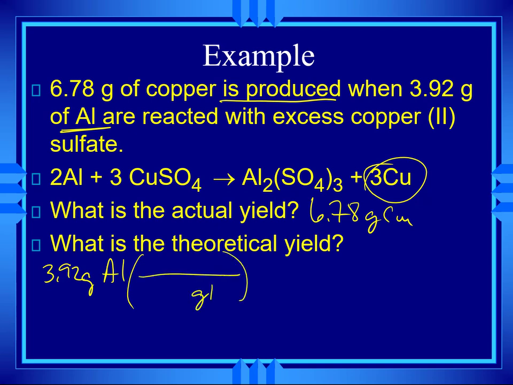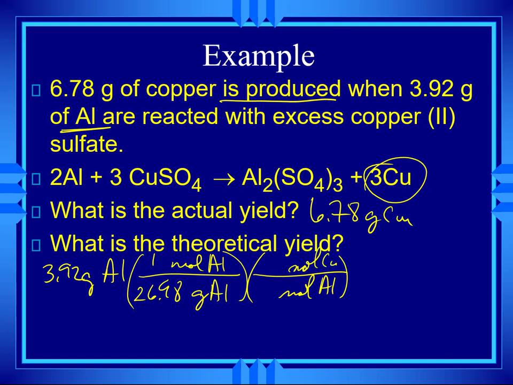and turn grams of aluminum into moles of aluminum. And 1 mole is 26.98 grams for aluminum. Change the moles of aluminum into moles of product, and I want to make the same product as I had in the actual yield. So I'm going to change it to moles of copper. And in my balanced equation, there's a 2 in front of Al and a 3 in front of copper. And then turn moles of copper into grams of copper. 1 mole is 63.55 grams.